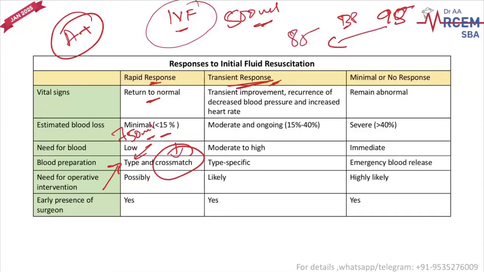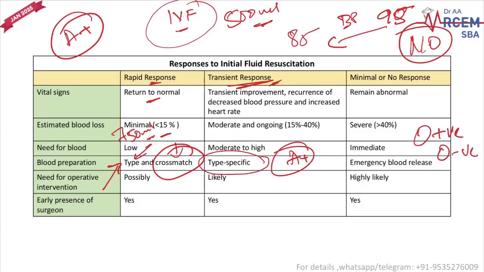If there is a transient increase in the blood pressure, that means you have enough time to give type specific blood. That means if it's A positive, give A positive. You have enough time to wait for type specific blood, but you may not have enough time to do cross matching. If there is only minimal response or no response to the fluid resuscitation, then immediately transfuse whichever blood is available. That means O positive or O negative blood can be transfused. O negative blood is the preferred one. Immediately transfused, this can be a life-saving procedure.